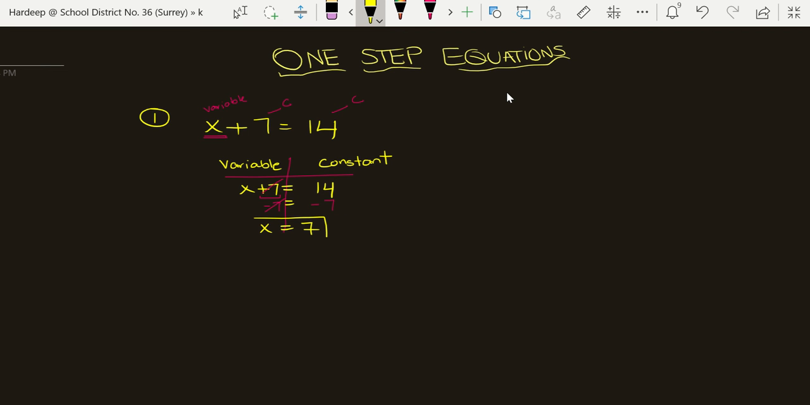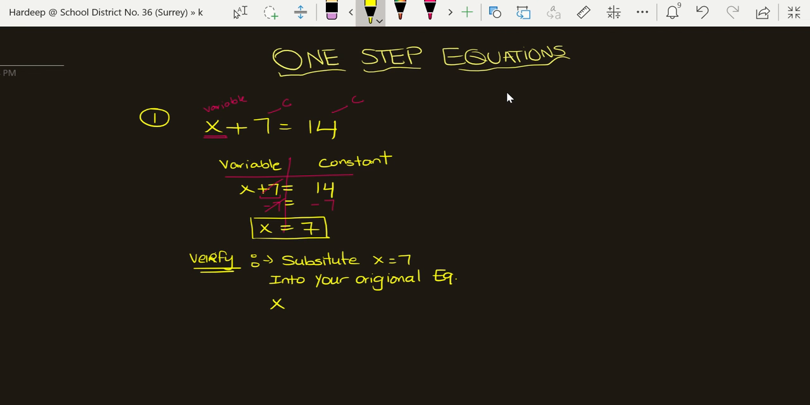This is your answer. Sometimes you're not sure if it's the right answer or not, so you can verify your solution. How do you verify? You substitute x equals 7 into your original equation. Which one is your original equation? Right here. This is where we started.